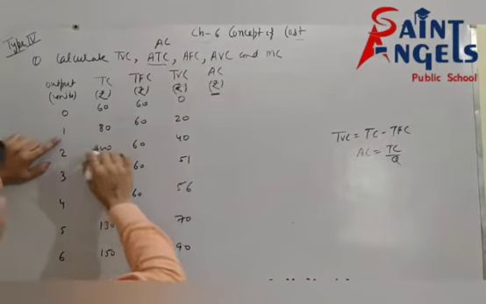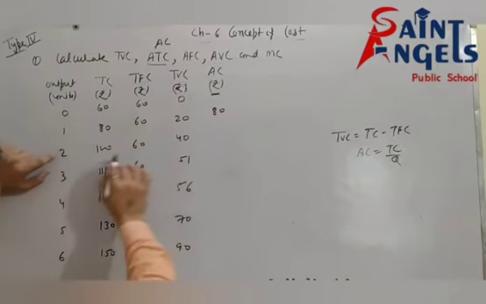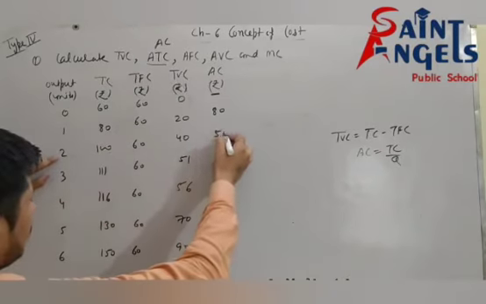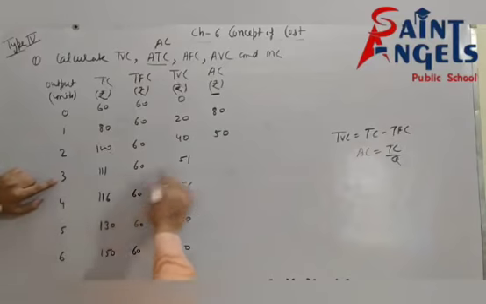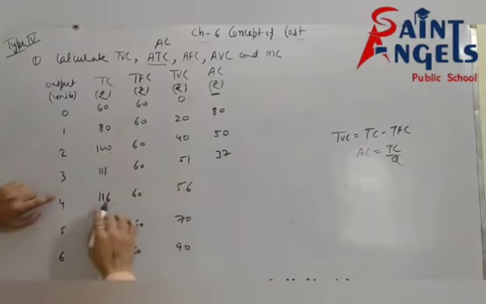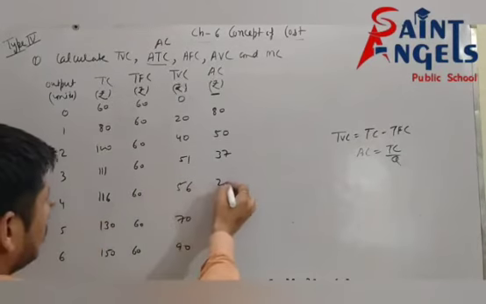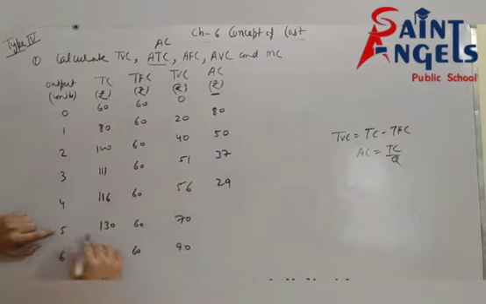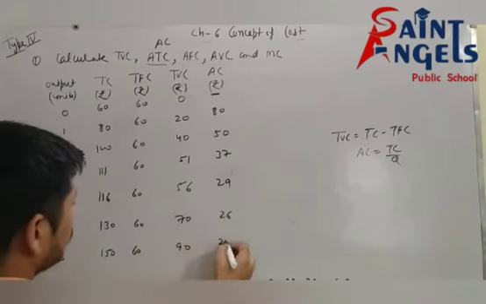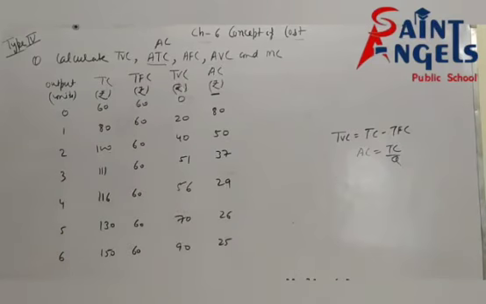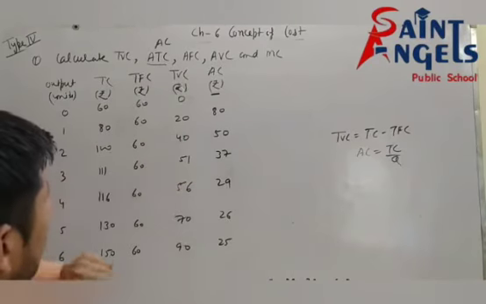See, 80, 50, 37, 29, 26, 25. So I hope all of you have understood how will you calculate AC.